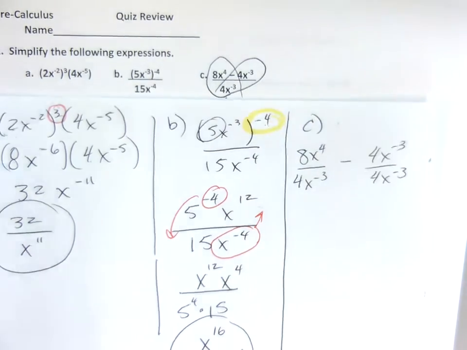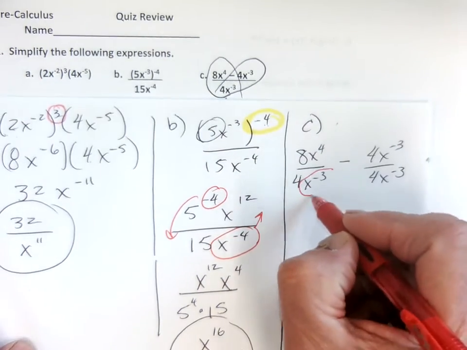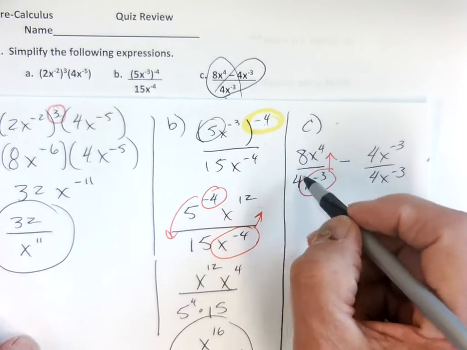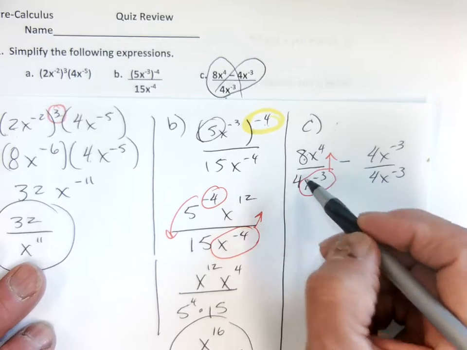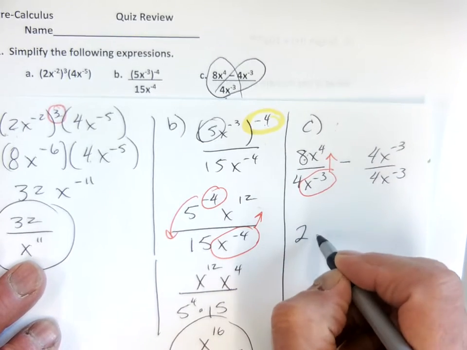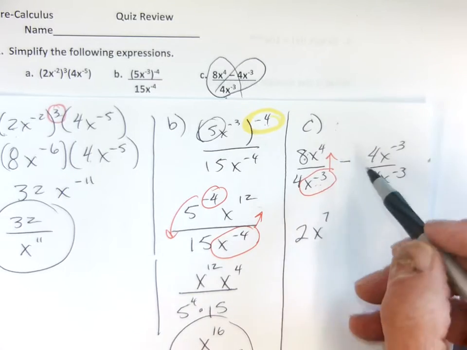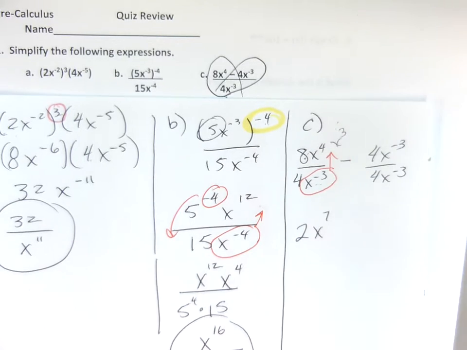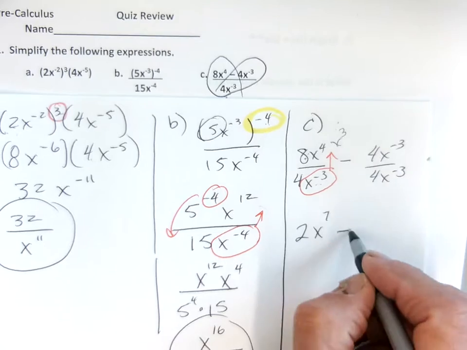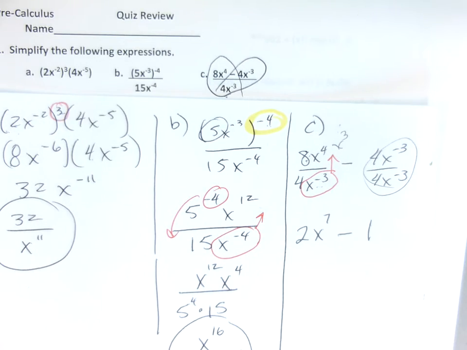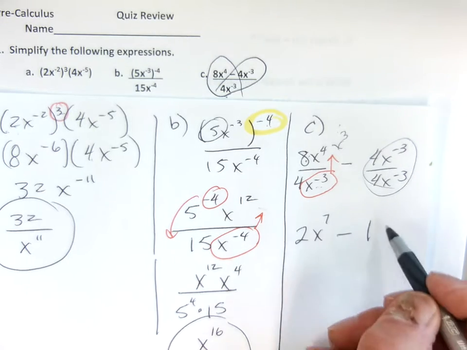Well, now let's see what I'm going to do. I'm going to bring this up. And on my whole numbers, 8 over 4 is just 2. And I'll have an x to the 7th, okay? Because I brought the x to the negative 3 up, it became an x to the positive 3. Now, anything over itself is just 1. Now, don't overcomplicate this. This is just something divided by itself, right? It's just 1, okay?